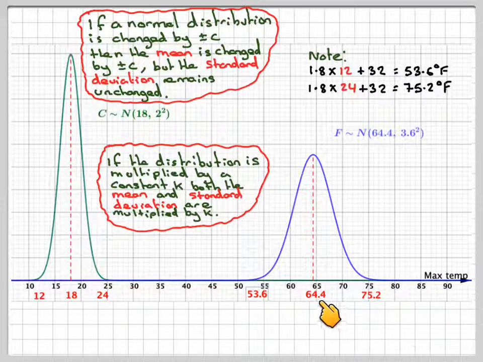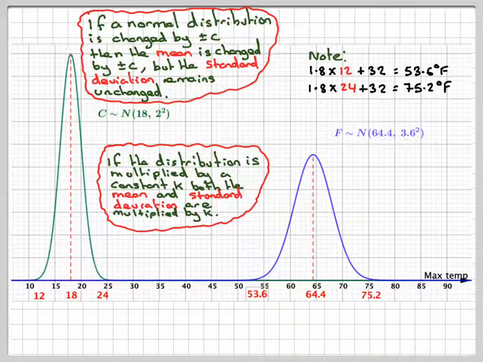So 18 will become here, but don't forget we also have to add the c. But the 12, when you add the c, has no effect. But if you multiply it by c, it will move to here, i.e. the standard deviation will become bigger if you multiply by a constant which is bigger than 1.